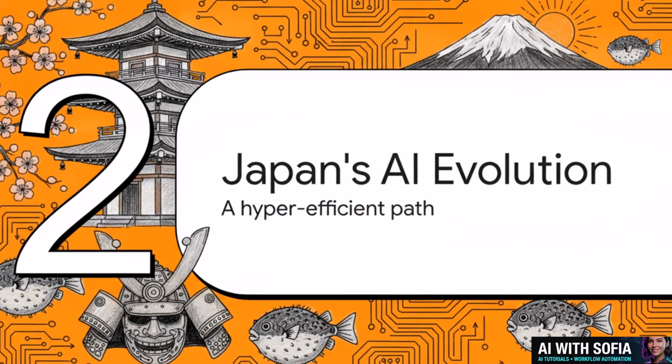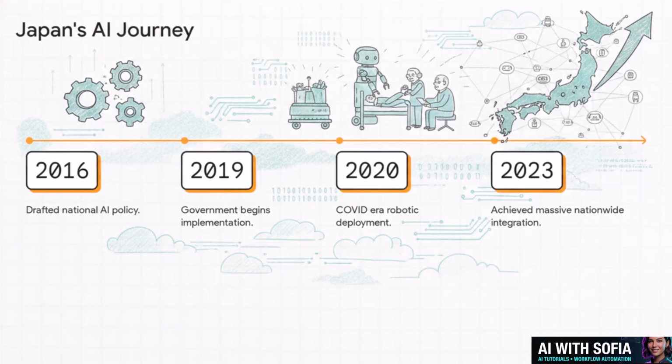Moving on to Section 2, Japan's efficient AI evolution. The actual historical context of how Sakana came to be is pretty fascinating, honestly. See, while the rest of the world kind of caught the whole AI hype train around the time ChatGPT launched, Japan had been quietly laying the groundwork for years. They drafted their AI policy way back in 2016. By 2019, the government was already rolling it out.